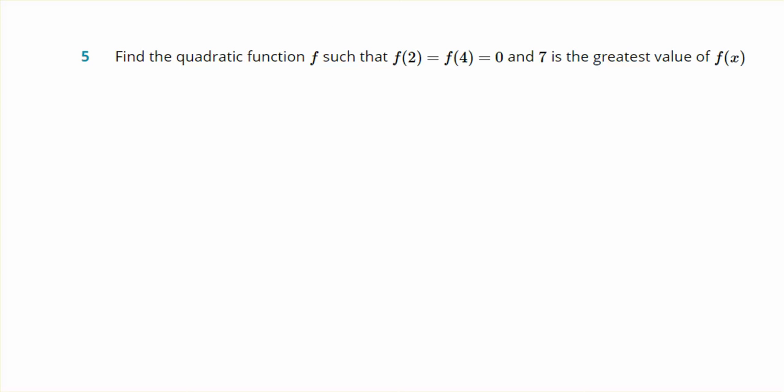This is for year 11 methods. We're going to exercise 5F, question number 5. Okay, so we're given information in function form. f(2) equals f(4) equals 0, and 7 is the greatest value of f(x). And we know it's a quadratic function, so that's really important.